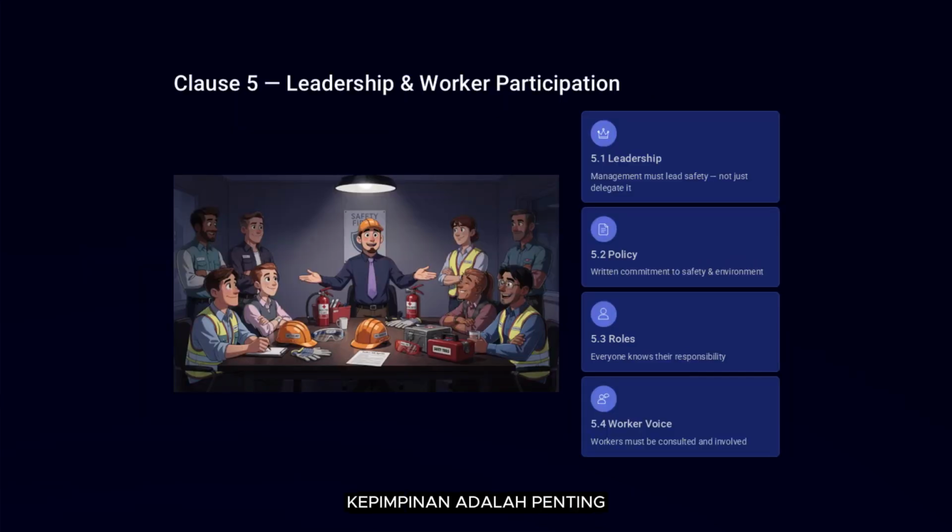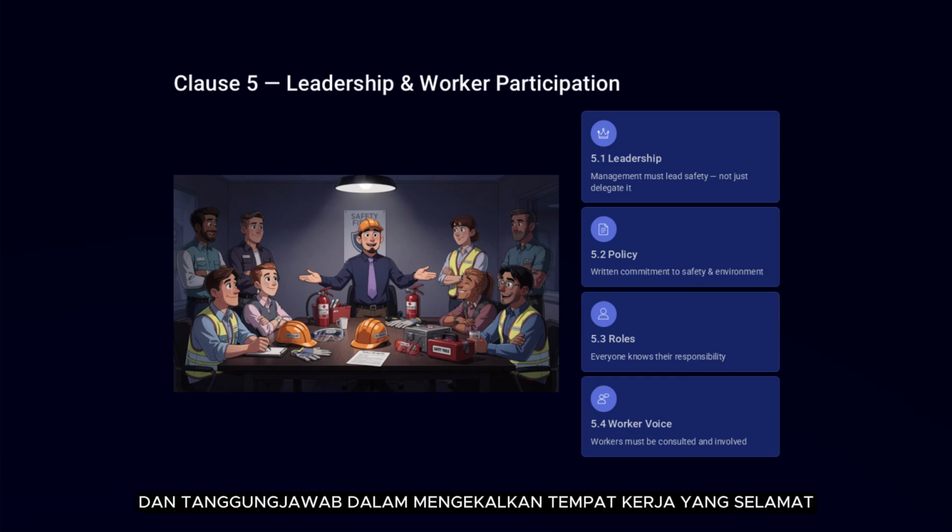Leadership is essential for an effective safety and environmental management system. Management must demonstrate commitment by providing resources, setting policies, and leading by example. At the same time, worker participation is critical. Employees must be consulted and involved in safety and environmental decisions. Everyone must understand their roles and responsibilities in maintaining a safe workplace.